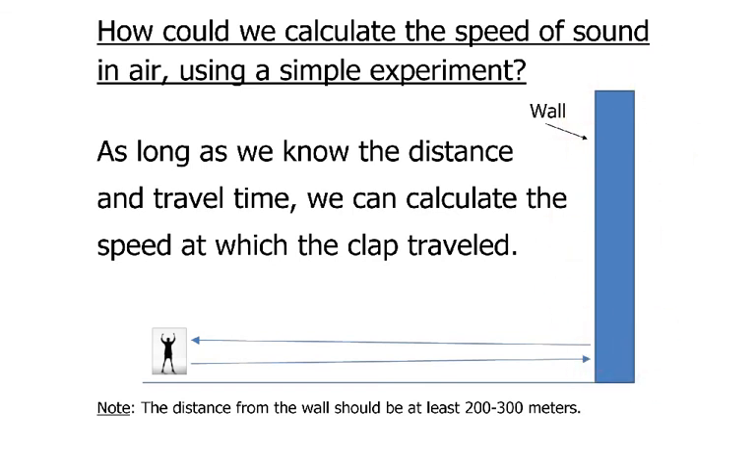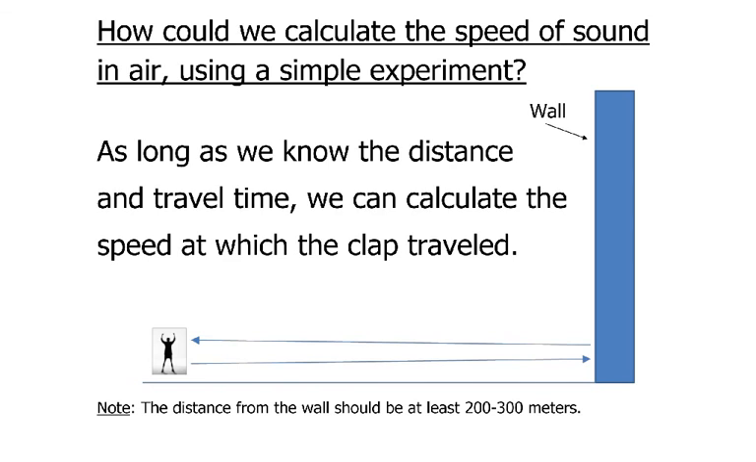And then you need a way of generating a sharp or loud sound that's going to echo off of that wall. Remember, an echo is just bouncing. So echo of sound is when sound bounces off of something and then comes back to its source. So in this case, you can make a loud sound and it's going to travel to the wall, it's going to bounce off the wall, and it's going to come back. Now you need to be far enough away that you can get a significant time delay before you hear the echo.